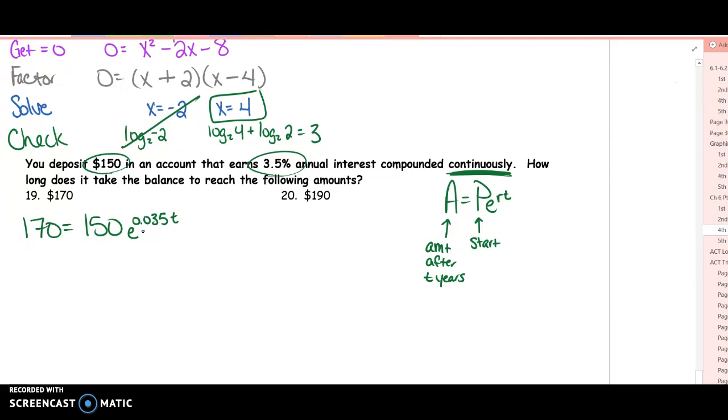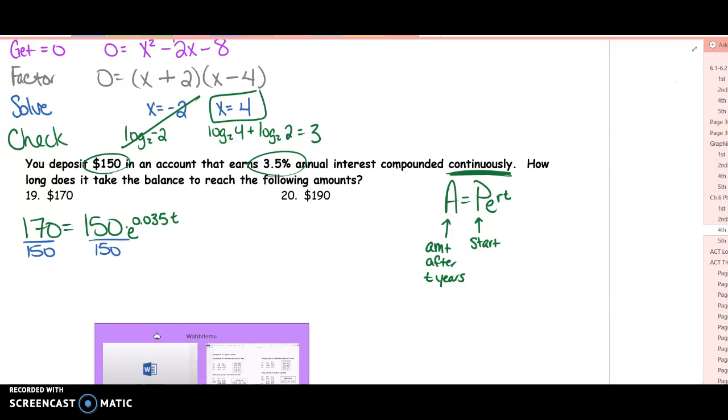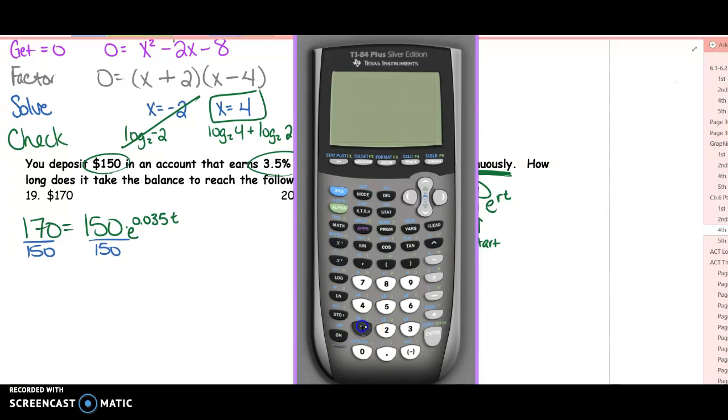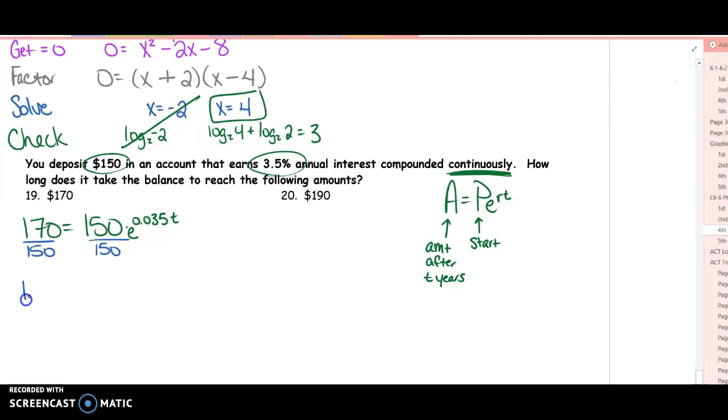So before now, we didn't know how to do this. We would have had to just plug values of t in until we got something close to 170. But now we can actually solve this. This is 150 times e, so we can divide both sides by 150. We get about 1.133.